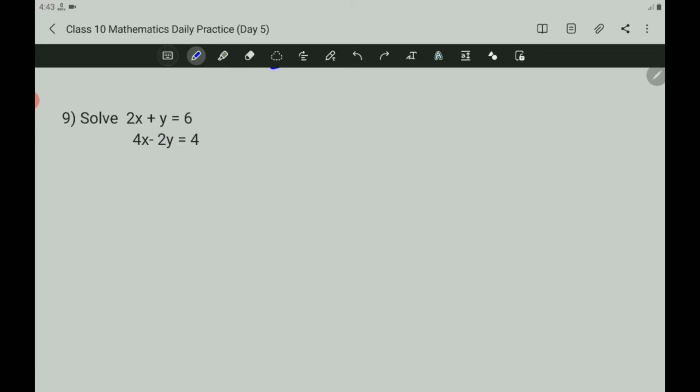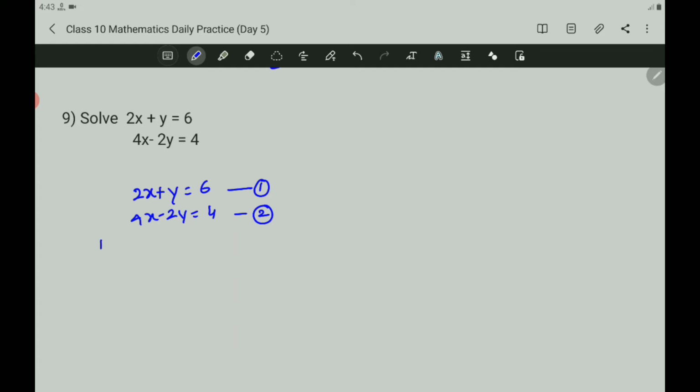So here what happens, if you multiply the first equation by 2, you will get the coefficients of x and y the same. So you take the first equation, 2x plus y equals 6, and 4x minus 2y equals 4. If you want to eliminate y, then also you must multiply it by 2. If you want to eliminate x, then also you must multiply it by 2. So first you multiply the first equation. Consider this is the first equation, this is the second equation.